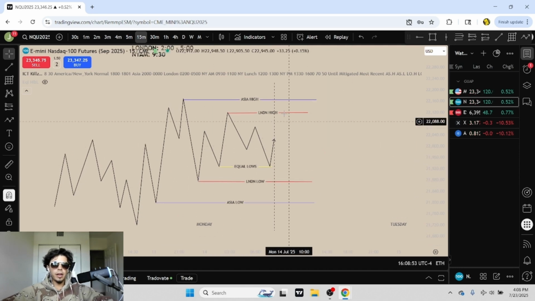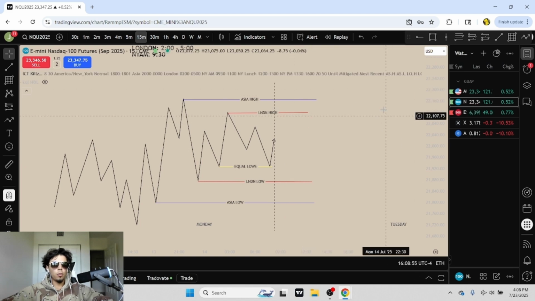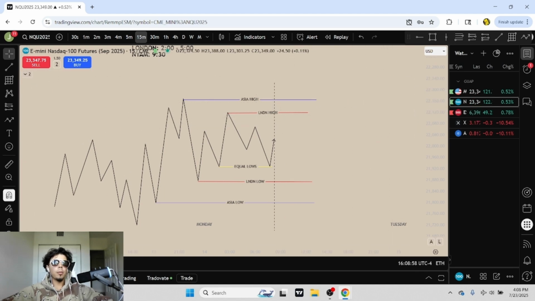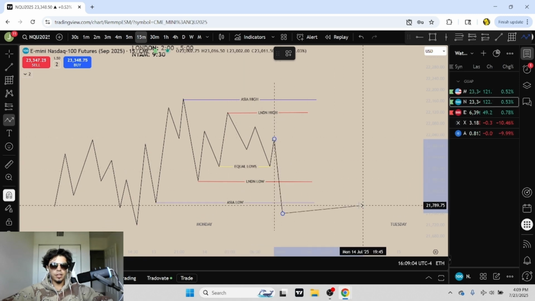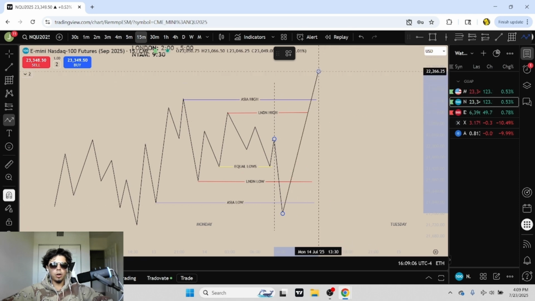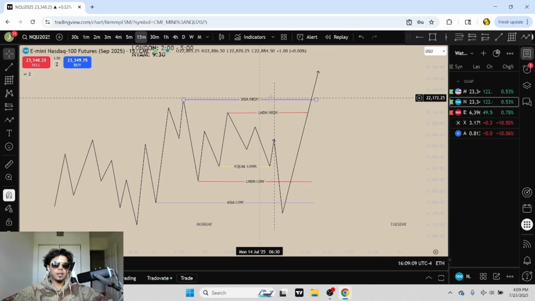So with that being said, if we want to continue price higher, what is the most ideal situation to happen at market open? Well, market opens, we come down, take out the equal lows, take out the London lows, take out the Asian lows. So then we can go up and now target the London highs and Asian highs.